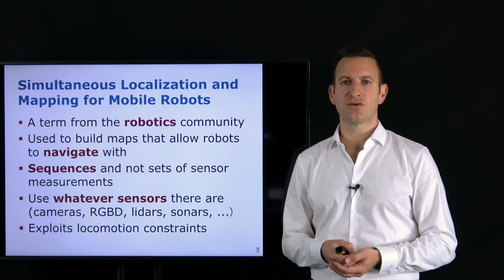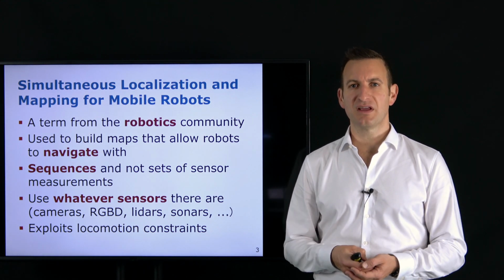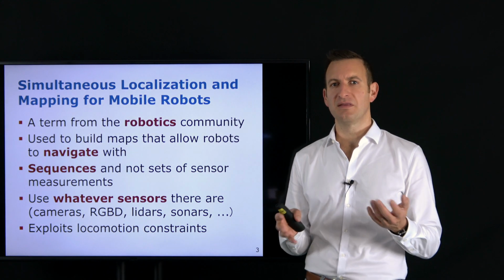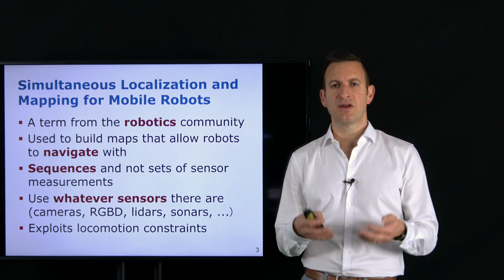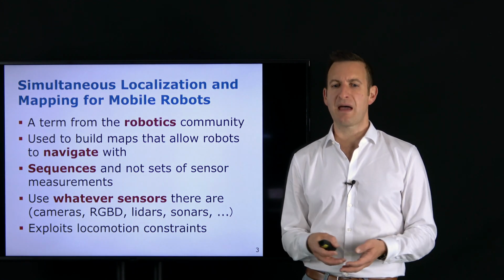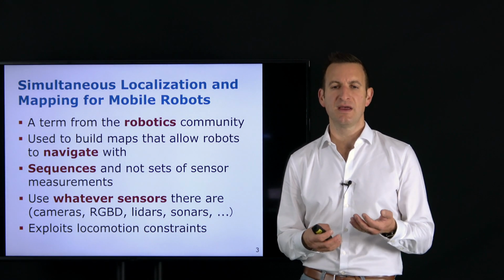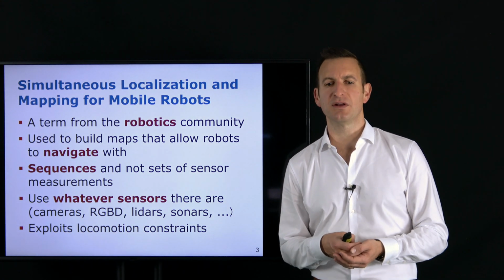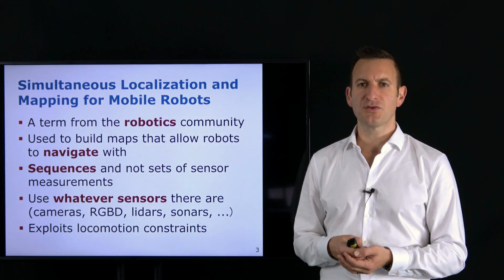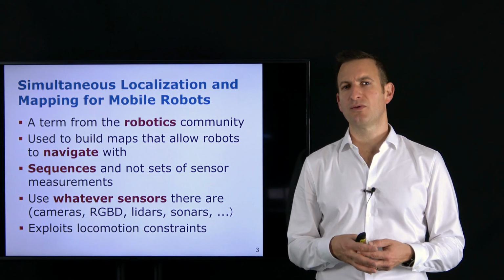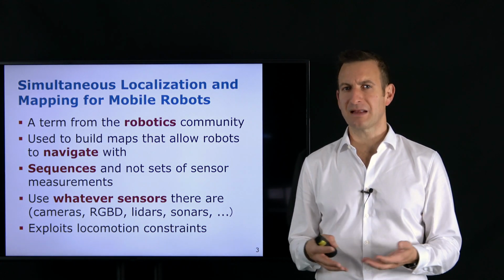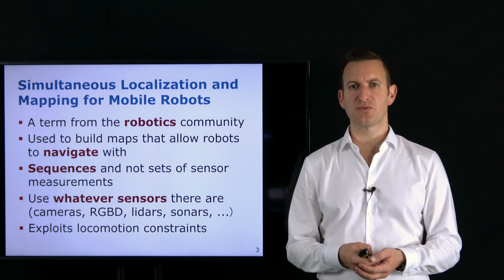So SLAM, again, is a term that has been established in the robotics community at the end of the 80s or beginning of the 90s, during one of those workshops talking about how to build maps of the environment with mobile platforms. And it's a term that stems from the robotics community. And it's typically also used in the robotics context, especially when we refer to a platform, a vehicle, a mobile robot that moves through the environment.